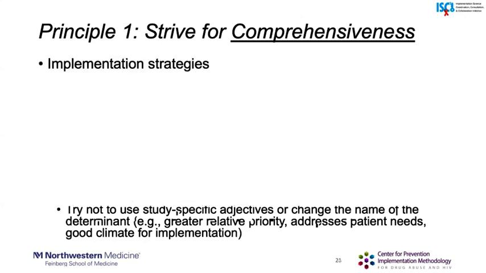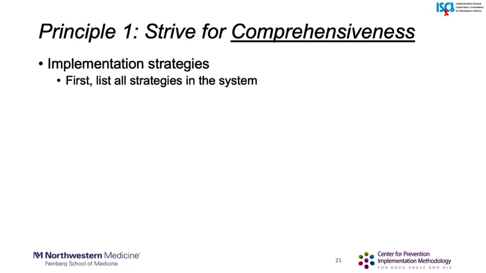When we talk about comprehensiveness in relation to implementation strategies, we want to list all the strategies in the system. And this is not just the strategies that you are going to introduce, but also implementation strategies that are currently being used and will have an impact on the success of your implementation.